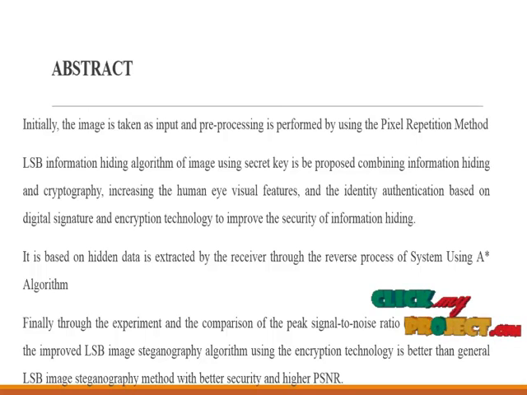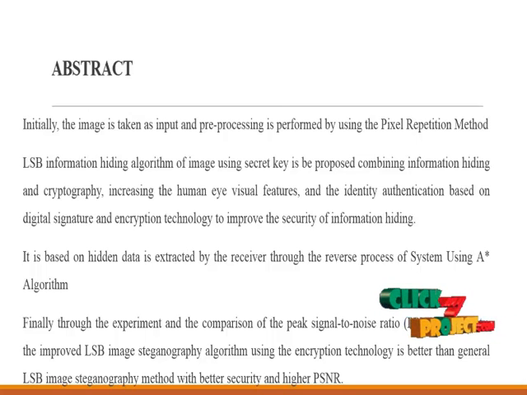For the project abstract, initially the image is taken as the input, and then pre-processing is done with the pixel repetition method, which is one of the pre-processing methods. And then for the LSB information hiding algorithm, LSB is the least significant bit. The information hiding algorithm uses a security key, as proposed in information hiding cryptography.